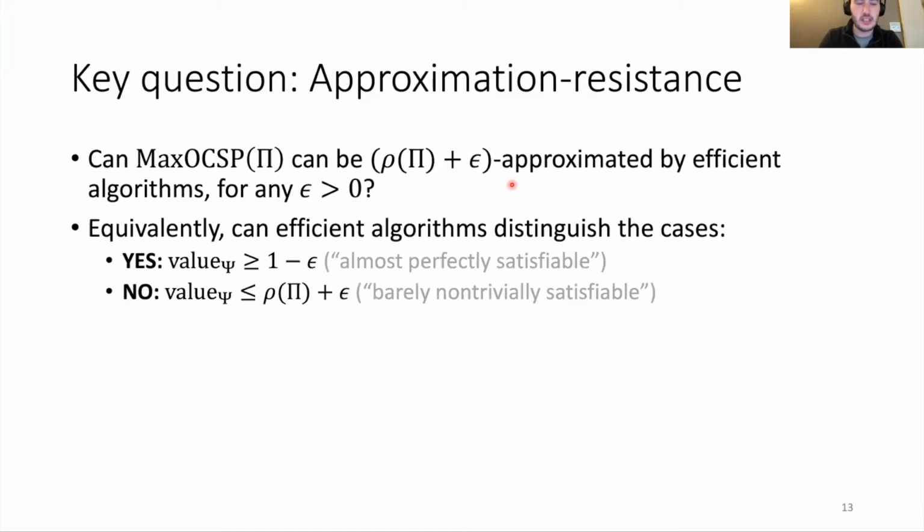So equivalently, to establish approximation resistance, we have to show that for every very small constant epsilon, efficient algorithms can't solve the promise problem, where yes instances are almost perfectly satisfiable instances of value at least 1 minus epsilon, and no instances are barely non-trivially satisfiable instances whose value is at most rho plus epsilon.